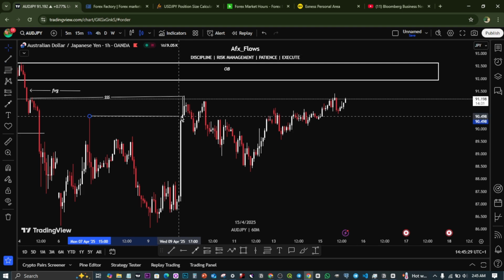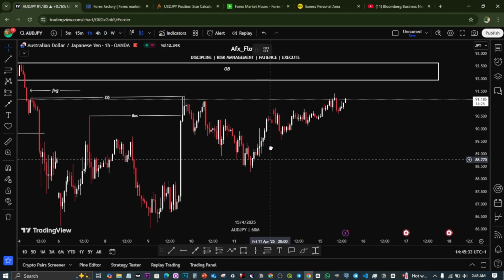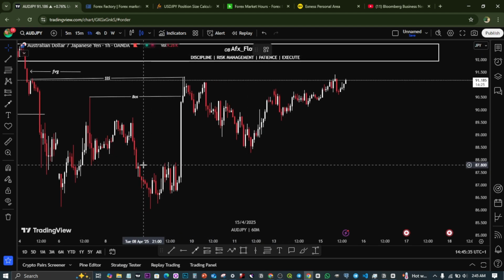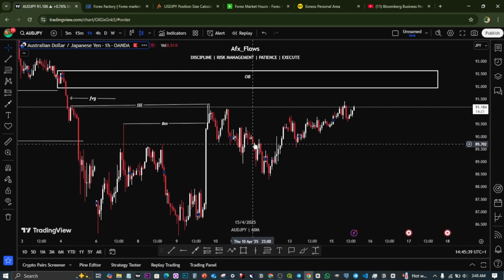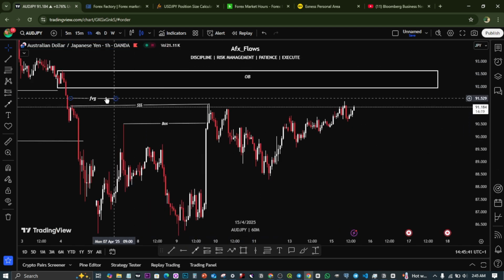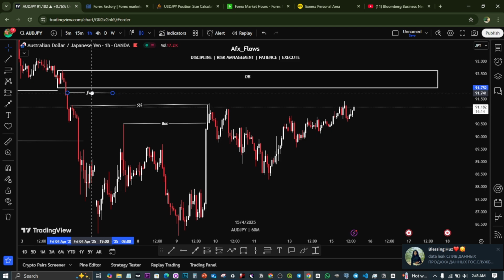but it's not necessary for anything. There's a break of structure, there's a change of character on this side, but let's move forward though. So basically, what am I looking at? Price is looking more beautiful. So okay, this is where I want to enter my trade. This is my entry, this is my fair value gap.